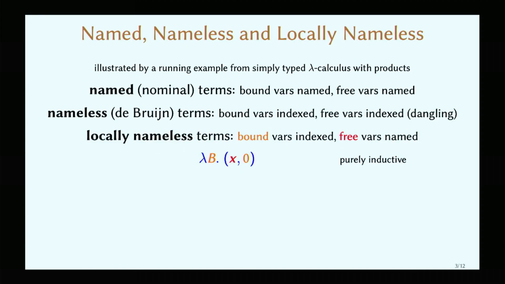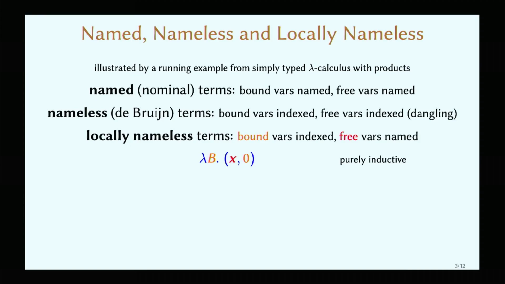So you use indices for the bound variables still, but you use named free variables. So our term now looks like this. We've got the bound variable represented by this De Bruijn index. It's 0, pointing at this binder, but the free variable is now called x.